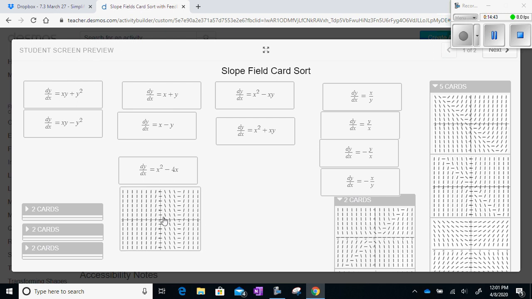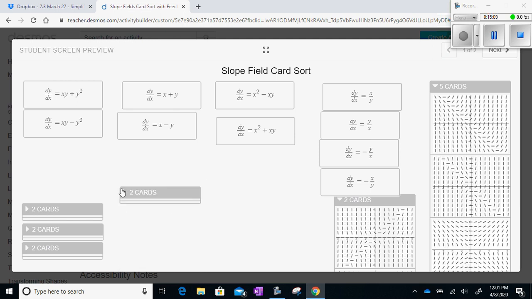I noticed it really fast because I saw these horizontal tick marks up and down the y-axis, which is the equation x equals 0, and also x equals 4. So notice that if you were to set dy/dx equal to 0 and factor out an x, you'd have x times (x minus 4). That would leave you with x equals 0 or x equals 4. This slope field definitely matches this differential equation. We're going to pair those up, condense them, and move them to the side.